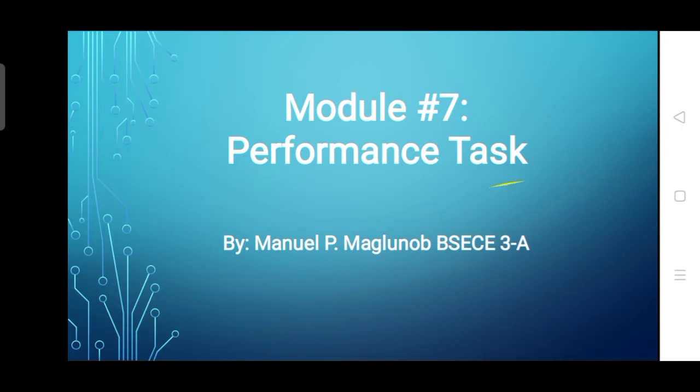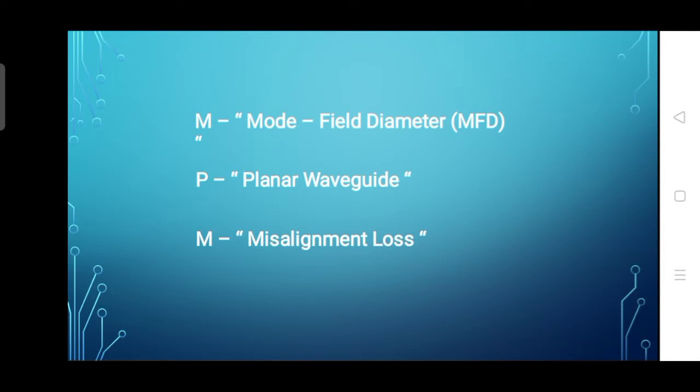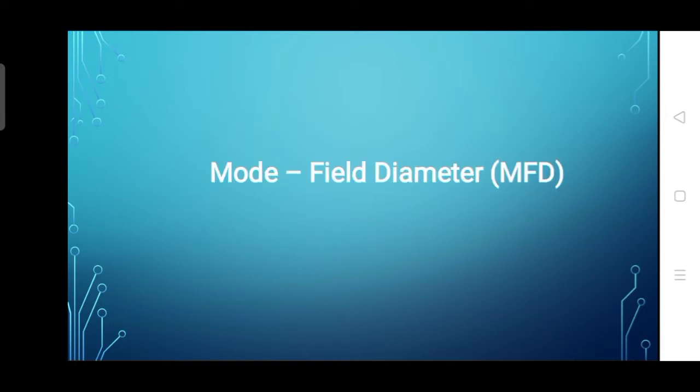Number 7. And in this activity, I picked 3 terms that correspond to the initials of my name, which is M, P, and M. So the first M stands for mode field diameter or MFD, P stands for planar waveguide, and M for misalignment loss. So let's get started.